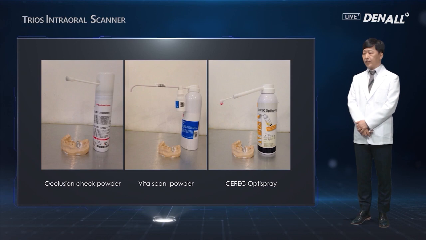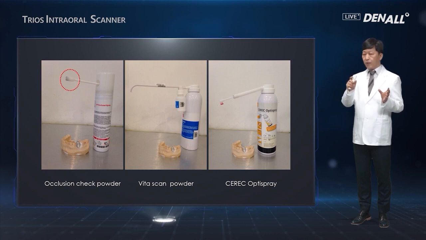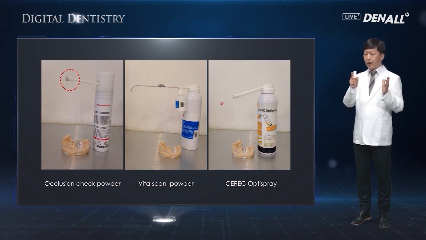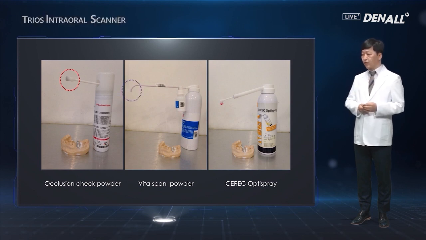There are many different powders for scanning. The first powder is not for oral scanners. It is used to measure the vertical dimension of occlusion. Such powder is hard to adjust the thickness, and the spraying outlet is a straight line, so it's hard to spray powder evenly, so it is not recommended for oral scanning.